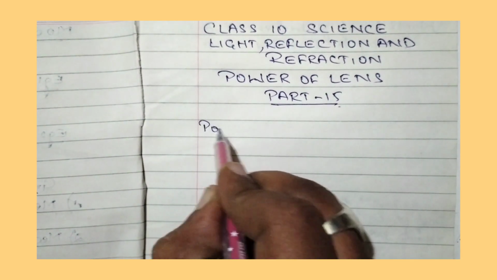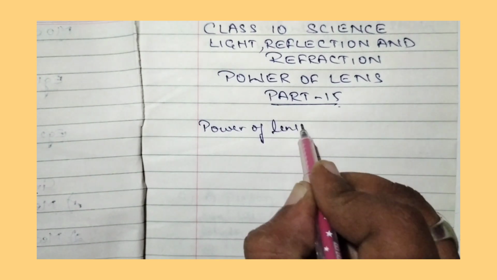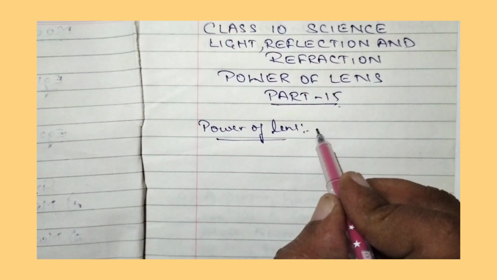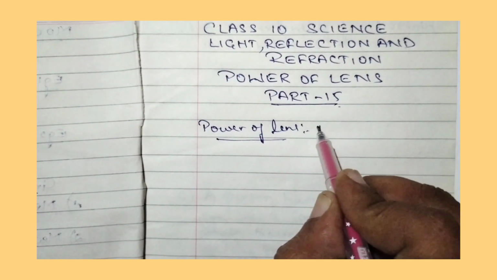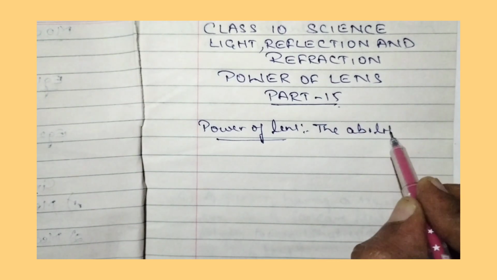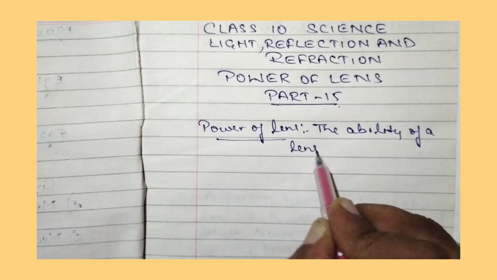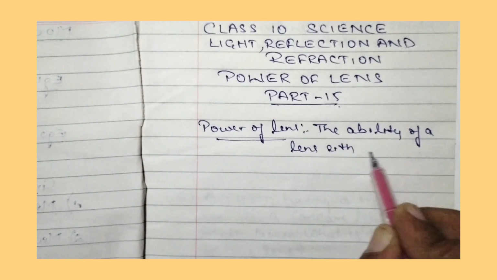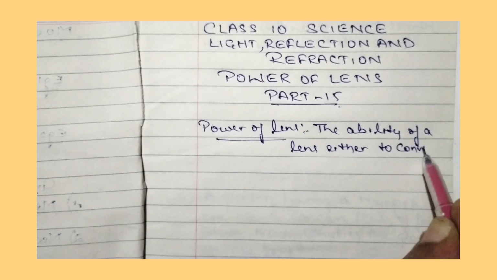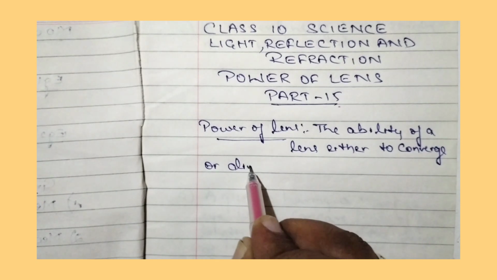So what is meant by power of lens? Power of lens can be defined in two ways. One is the ability of a lens either to converge or diverge the light rays.